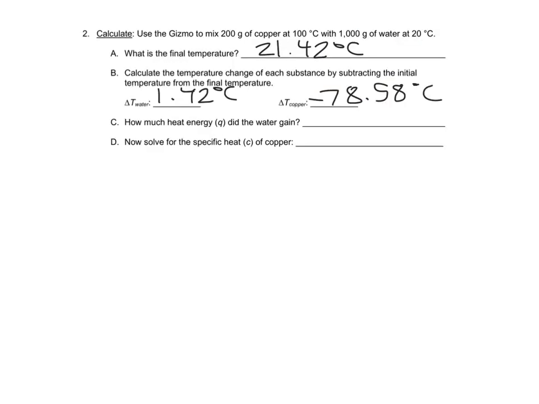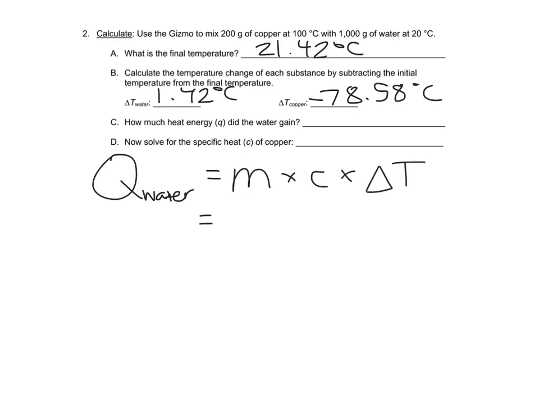All right. So let's take a look at part C. How much heat energy, so we're going to be solving for Q, did the water gain? So we're going to be looking for water. So everything we're going to plug in is going to be measurements for water. So Q, remember, equals mass times the specific heat times the change in temperature. So we're going to take the mass of the water. So we have to look up at our initial conditions up here, and we see that we have 1,000 grams of water. So we're going to do 1,000 grams.